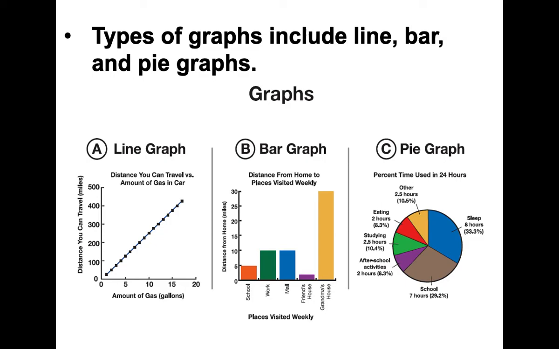Pie graph, anytime we're dealing with percents, pie graphs are wonderful because we can look at the part per whole that we're looking at. So this particular pie graph is the percent a person uses, time used in a 24-hour period. You can really quickly see that the brown and the blue are the biggest things. So you can really easily say that person spends a majority of their time sleeping and at school.